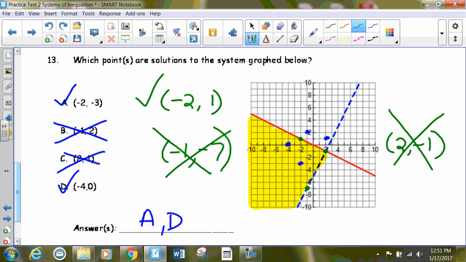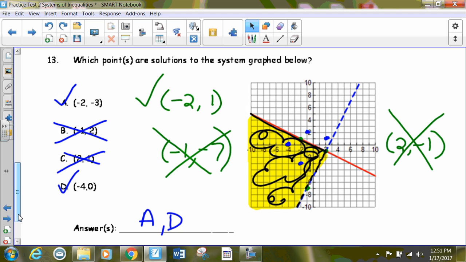If you want to be included in the solution, you've got to be either a point exactly on the solid line, or you've got to be one of the points in here, because every other point, including this point right here, where the solid and dotted line intersect, is not part of the solution. It would have to be two solid lines intersecting to be part of the solution.